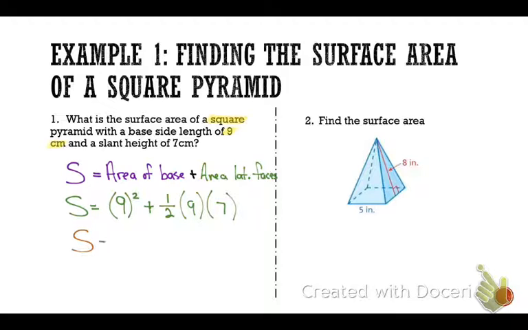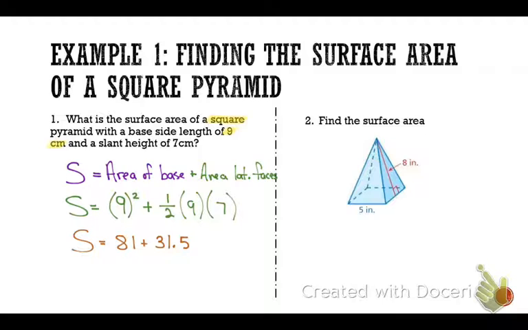9 squared is 81. Okay, and then I'm going to take half. All right, I'm going to take half of, what's 9 times 7? 63. Okay, and I get 31.5. Does everybody see how I got 31.5? Yes. But I'm missing one thing. 31.5 is only the area of one of my lateral faces. Okay? And I don't have an image to go off of to see how many lateral faces I have.